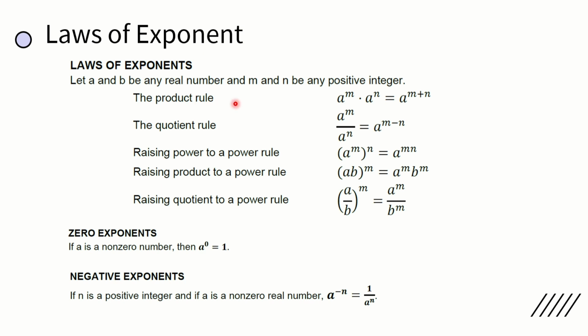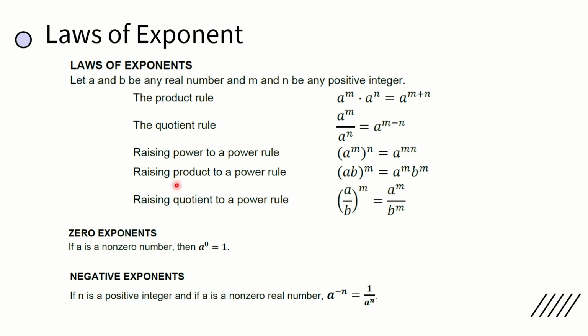First, we have the product rule. It simply states that to multiply exponents having the same base, we simply add the exponents. So a raised to m multiplied to a raised to n is equal to a raised to m plus n. Also, we have the quotient rule. It simply states that to get the quotient, we simply subtract the exponents if they have the same base. Next, we also have the power to a power rule. It is a raised to m raised to another power n. So to get the product here, we simply multiply the exponents.